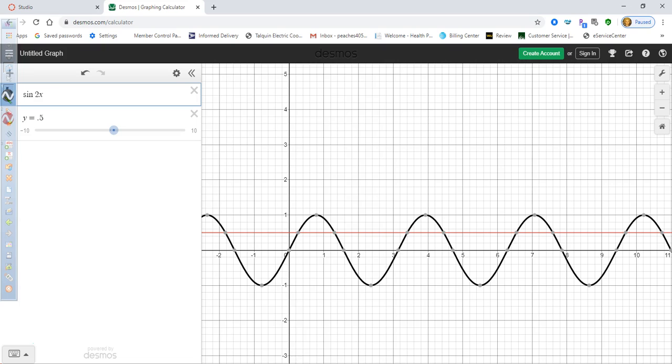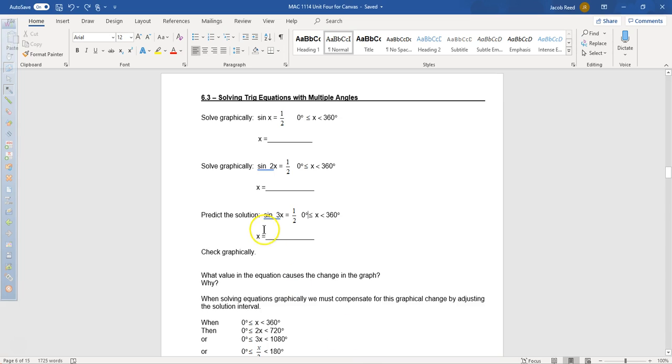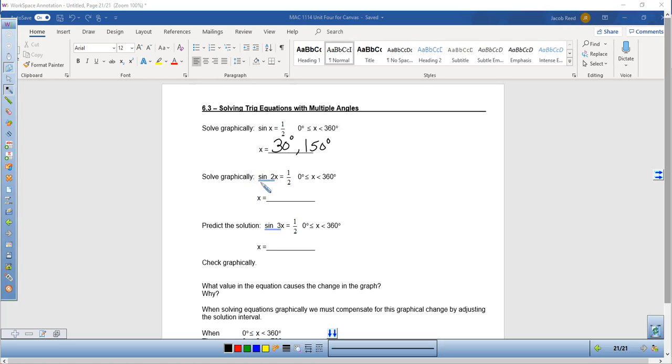Well, graphically speaking, I've got it pulled up here. I've got sine of x, sine of 2x is the black curve, and y equals 1/2 is the red line. We can see the intersections 1, 2, 3, 4 of them up until the 360 mark, which is right there. So there's 4 possibilities. Well, this only produced 2 possibilities. Now we've doubled it to get 4 possibilities. But how do we do that?